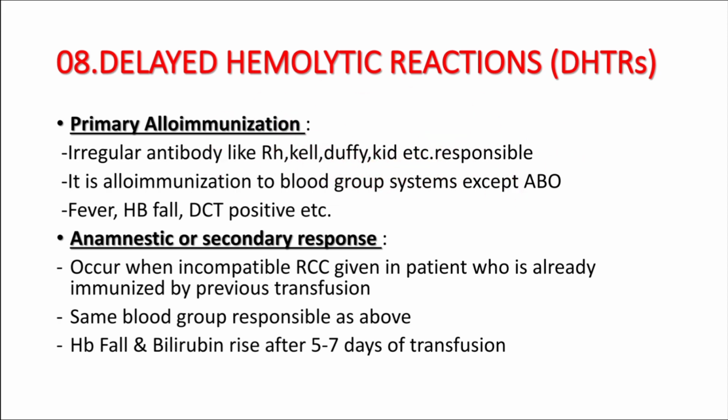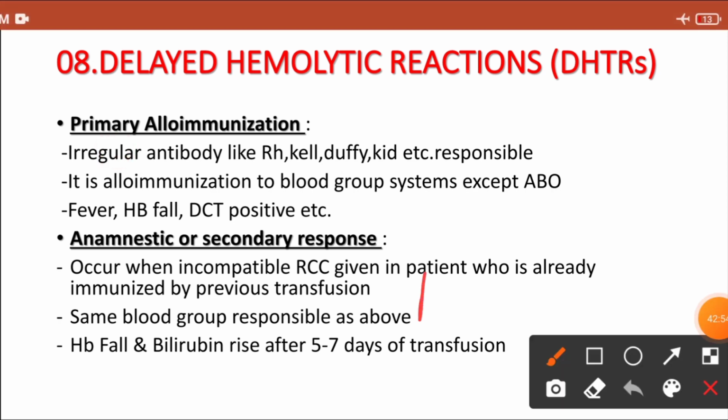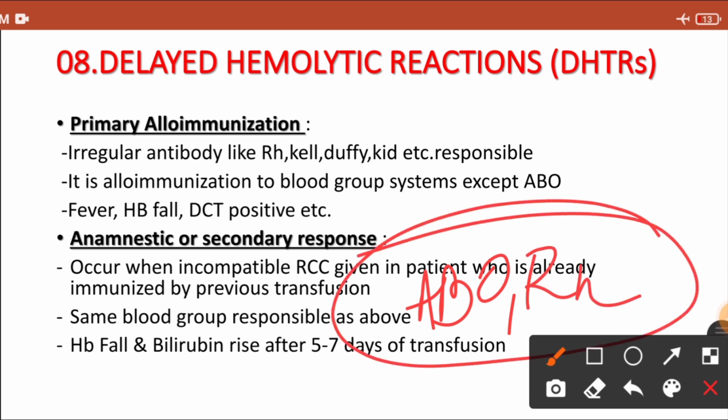Right? Usually we are not doing the antibody screening while doing the cross matching, right? But it is always advisable that if you have the facility in your blood bank, then irregular antibodies should be checked. See, basically there are two main blood group systems, that is ABO and Rh. So we are checking ABO Rh compatibility only and we are doing the cross matching.